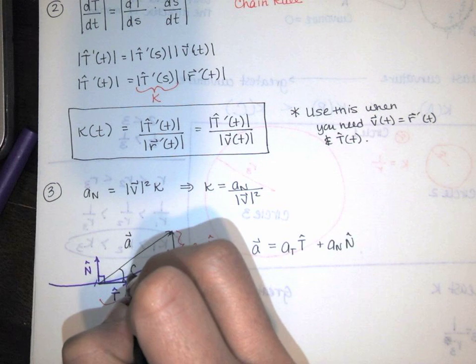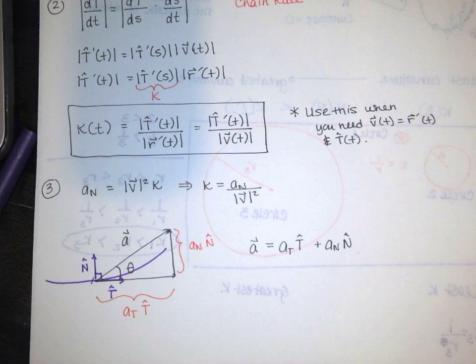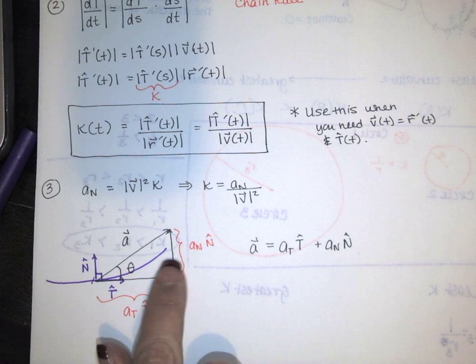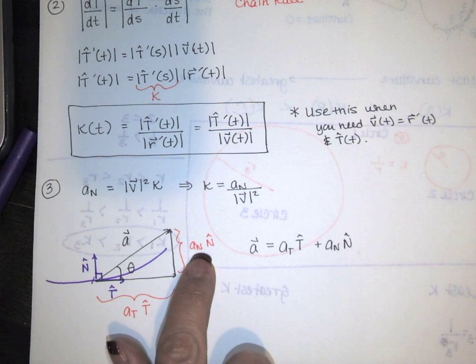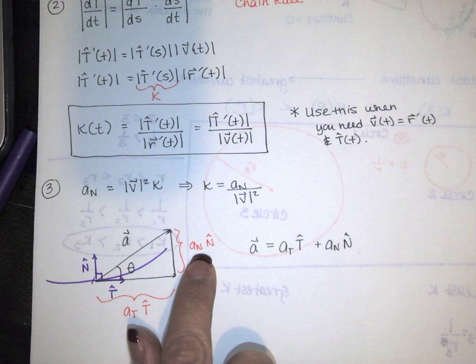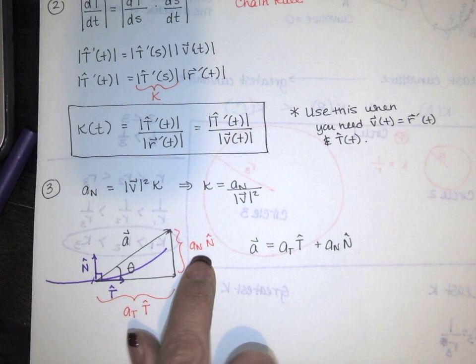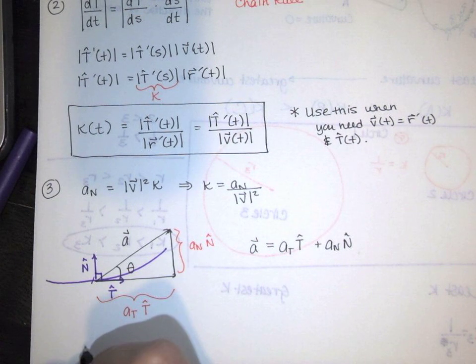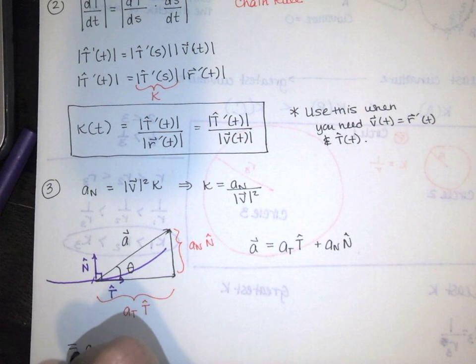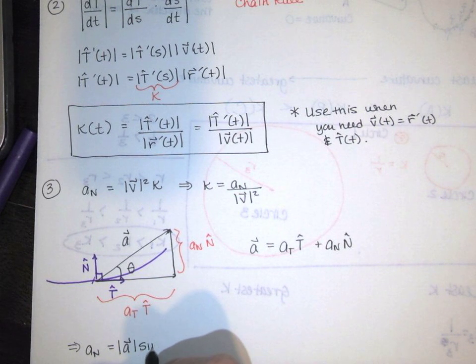draw a little angle theta there. Now, according to the Pythagorean theorem, the length of this side, that's a sub n, because remember a sub n is always non-negative, it's positive or zero. The length of this side, well, that's opposite theta. So a sub n, just from trig, has to be the magnitude of a times sine of theta.